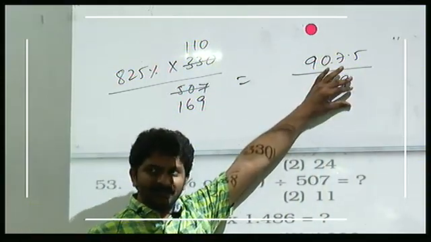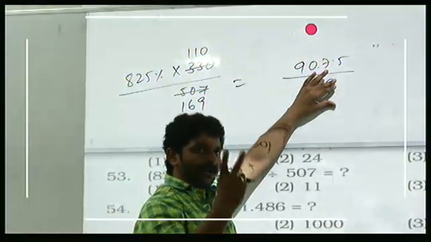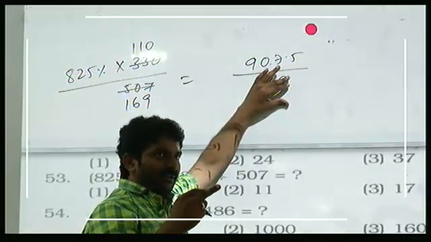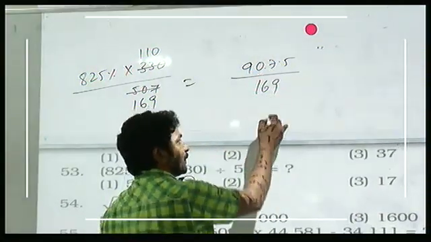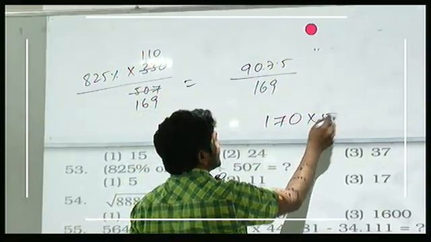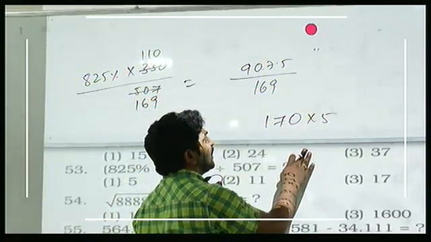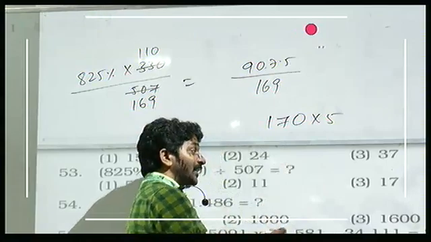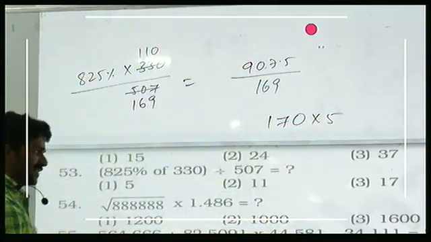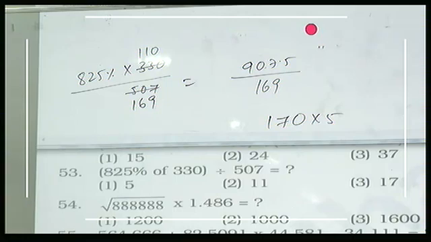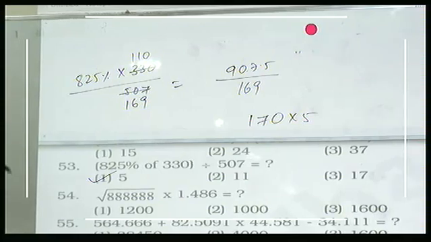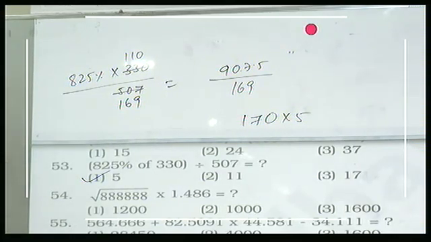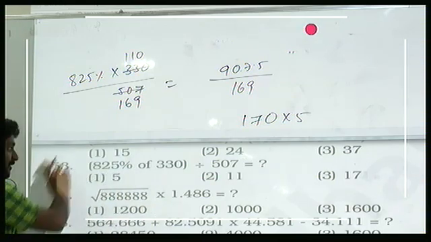This is approximately 170. 172 times 2 is 340. 174 times 4 is 680. 175 times 5 is 850. It will be more than that. 175 times 5, how much is that? 850. So it is more than 5 but less than 6. Not exactly 5 times. More than 5 times but less than 6 times. More than 5 and less than 6. Only option is the first option.